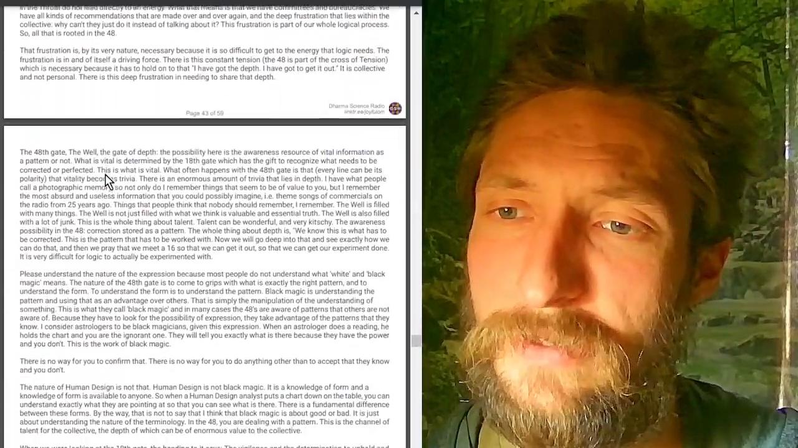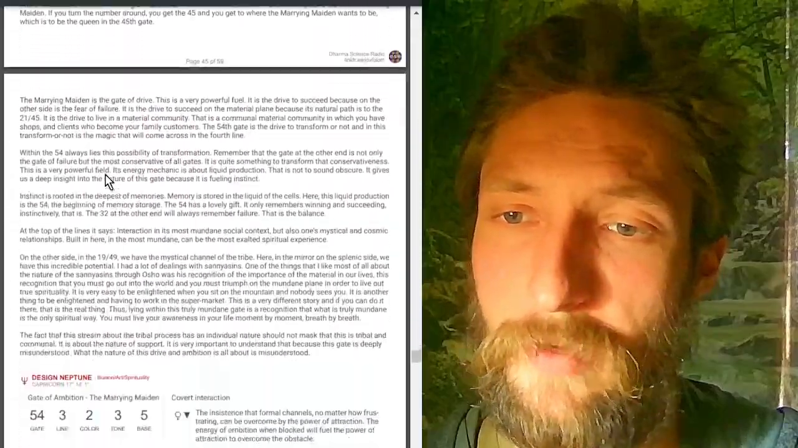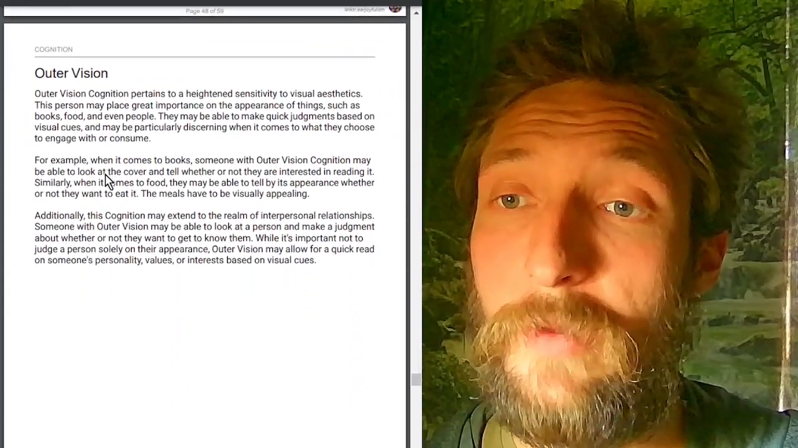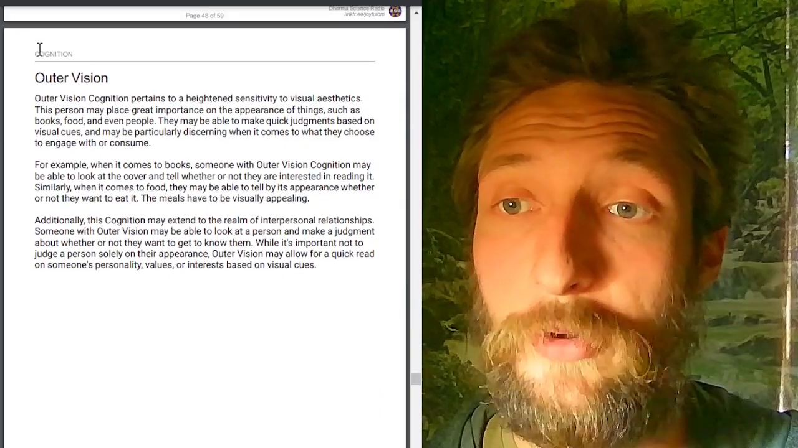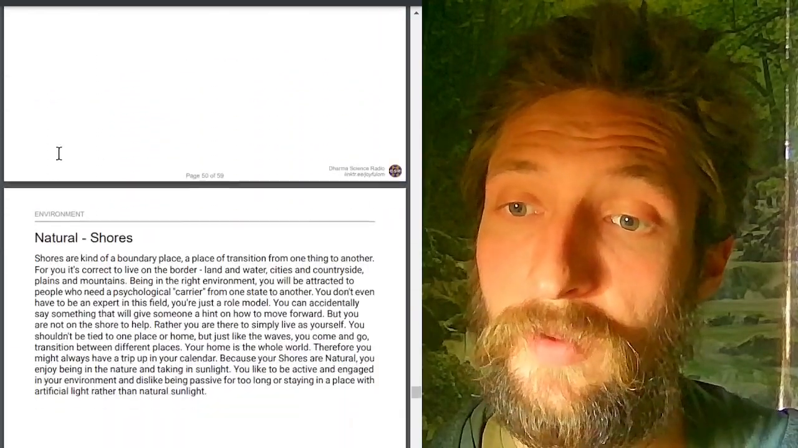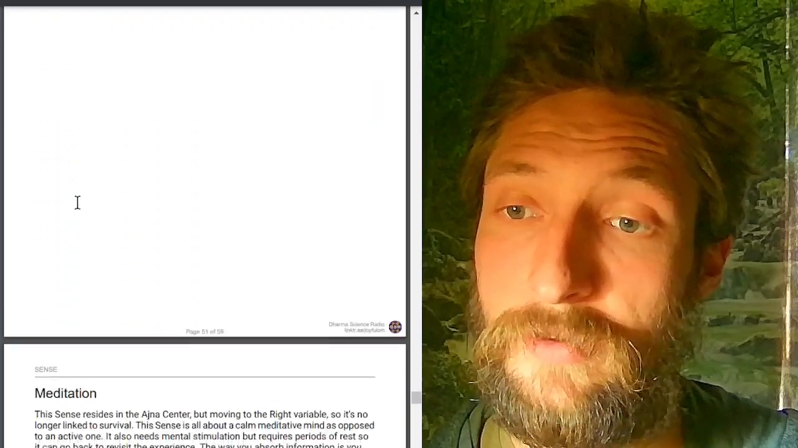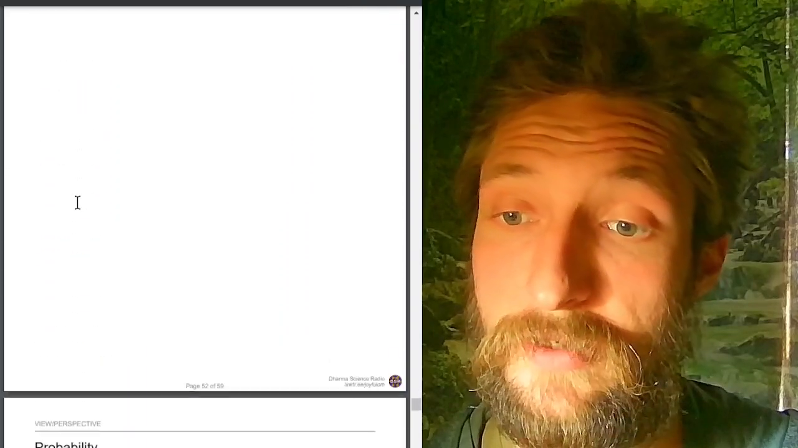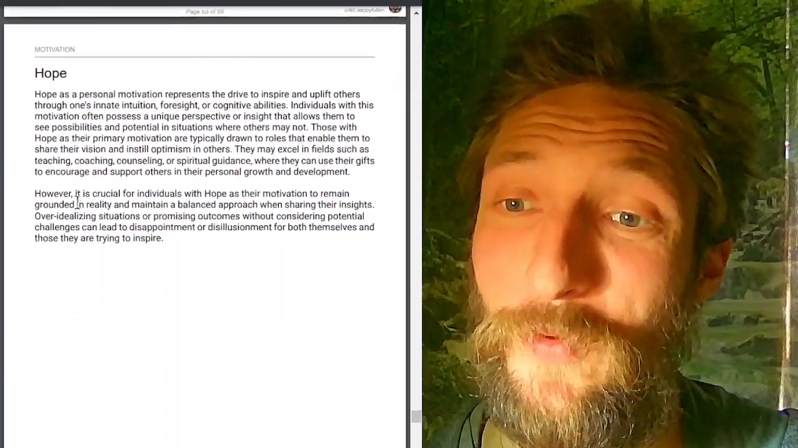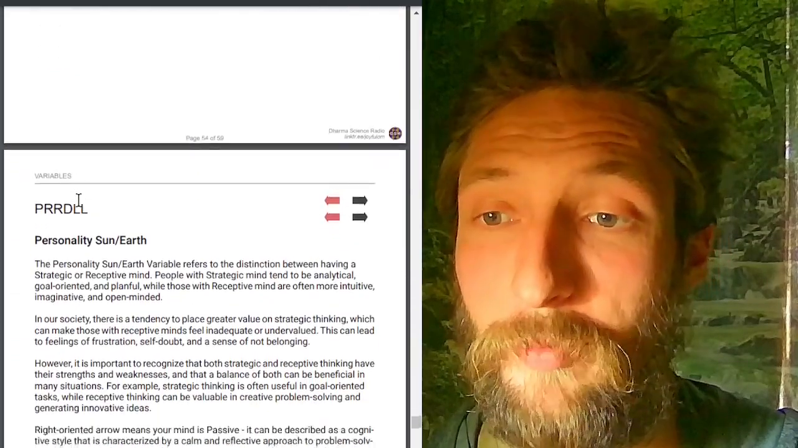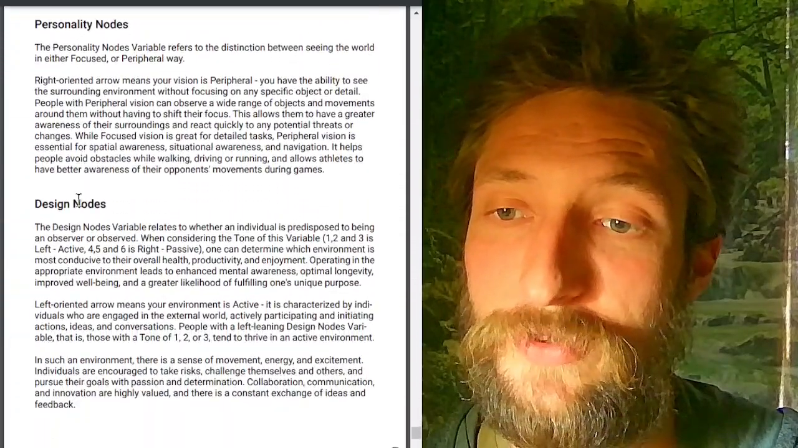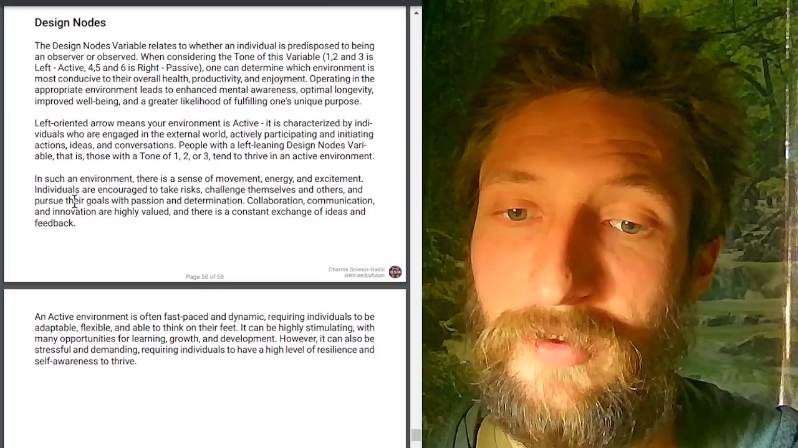Basically, we're going through and we see all this information from the line companion. Tons of commentary, and then there's a little bit of information on the variables. This is my outer vision cognition. Here is my hot thirst determination, my natural shores environment, my meditation sense, my probability perspective, not very much in there, and my hopeful motivation, followed by a little bit of my personality Sun Earth, my design Sun Earth, and the nodes and design nodes, which is all about the variable configuration.